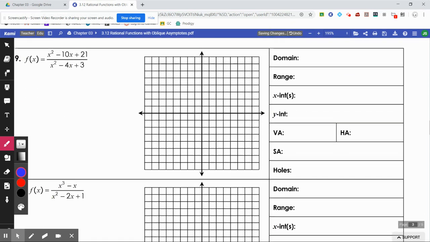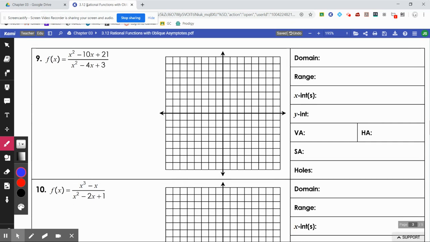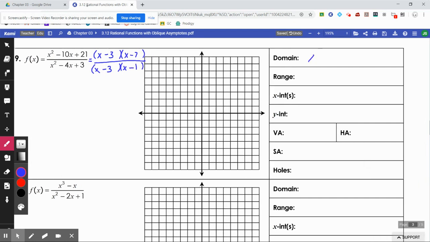Number 9. Step number 1, let's factor everything. Two sets of parentheses. x times x, and what multiplies to give 7 and adds to give -4 will be a -3 and a -7. On bottom, two sets of parentheses. x times x, and the numbers will be a -3 and a -1. So you have discontinuity at x cannot be 1 or 3.